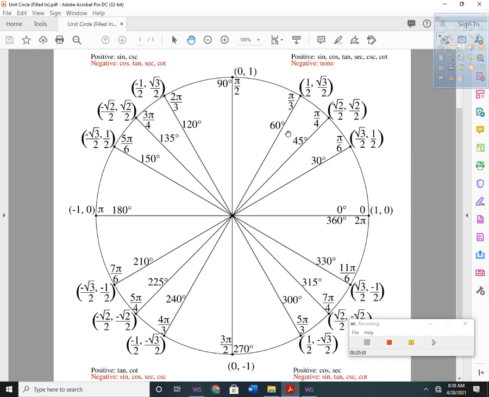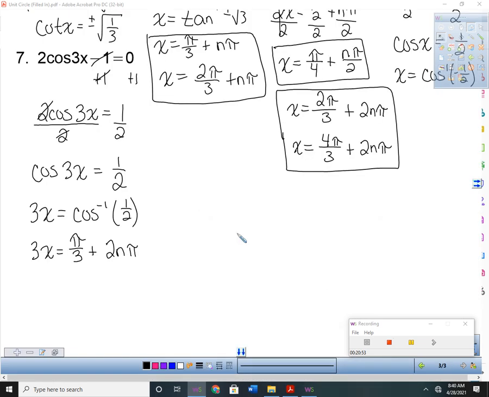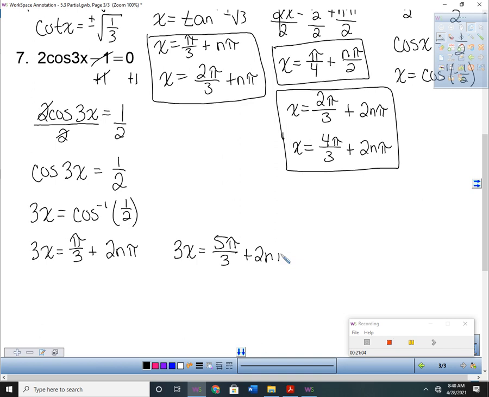They are not directly across from each other, so I'll make two statements. I have 3x is equal to pi over 3 plus 2n pi. And then I also have the other angle, 5 pi over 3. So 3x is equal to 5 pi over 3 plus 2n pi.